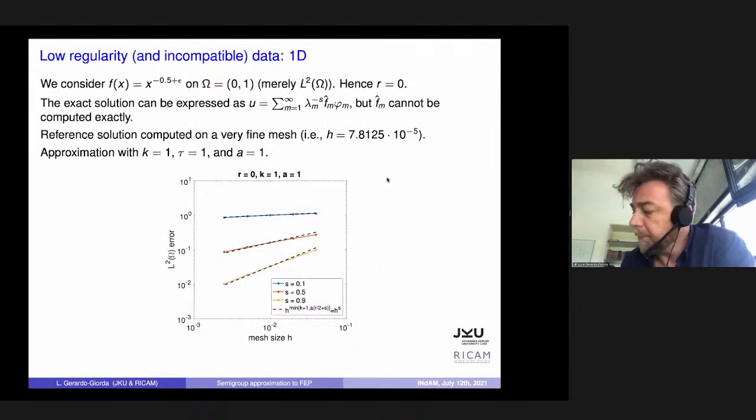We checked also what happens with low regularity on incompatible data. So we consider a right-hand side which is merely L2. So in that case, r, the order of regularity of f, is 0. Again, the exact solution can be expressed as a series, but the f hat of m cannot be computed exactly. So in that case, we use as a reference solution something that we computed on a very fine mesh. And the approximation in this case is done with k equal 1, tau equal 1, so first order in space, first order in time, and delta t equal h. And we get exactly the order of convergence that we were expecting to have.